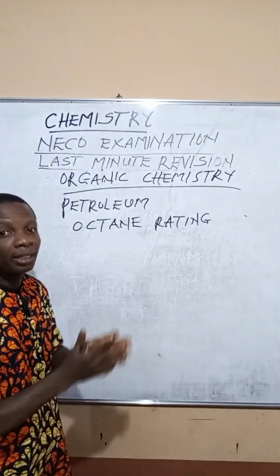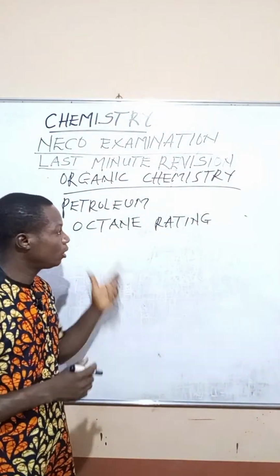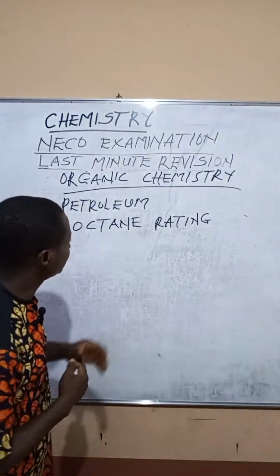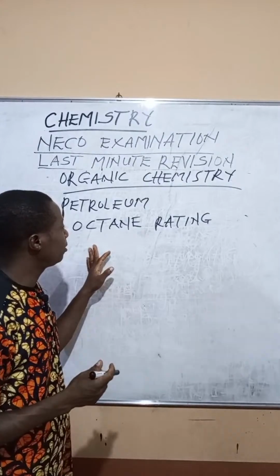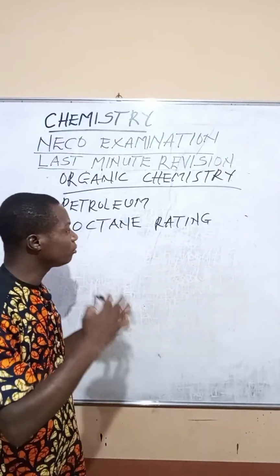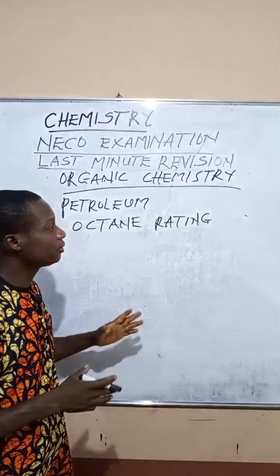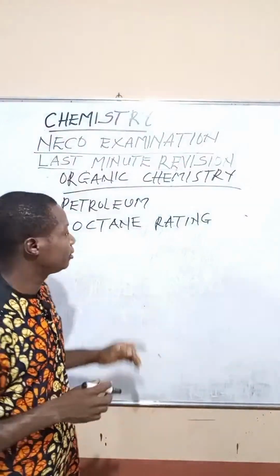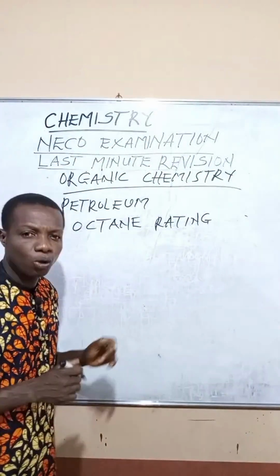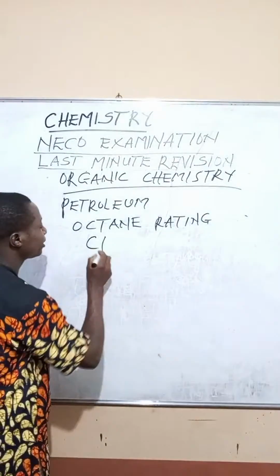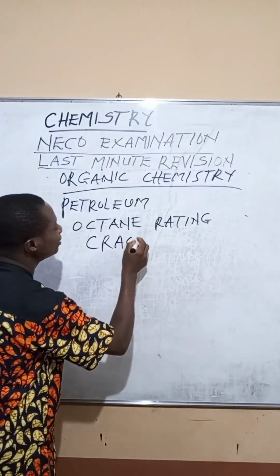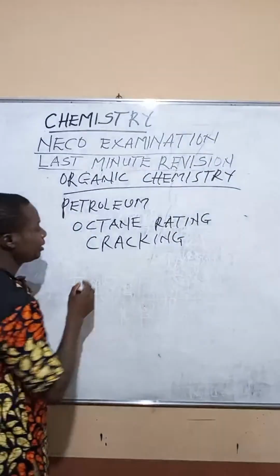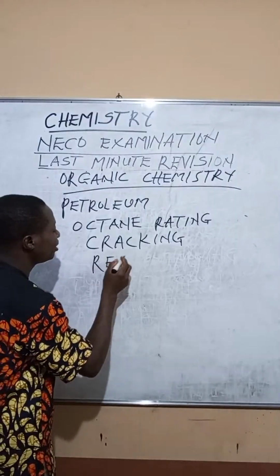That has to do with the performance of petrol in an internal combustion engine. Please take note. It is the ratio of the branch chain to the straight chain hydrocarbon in a given quantity of petrol. That is octane rating. Take note of that, please. Then we have what we call cracking. Cracking and reforming of petrol. This is very important, very interesting.